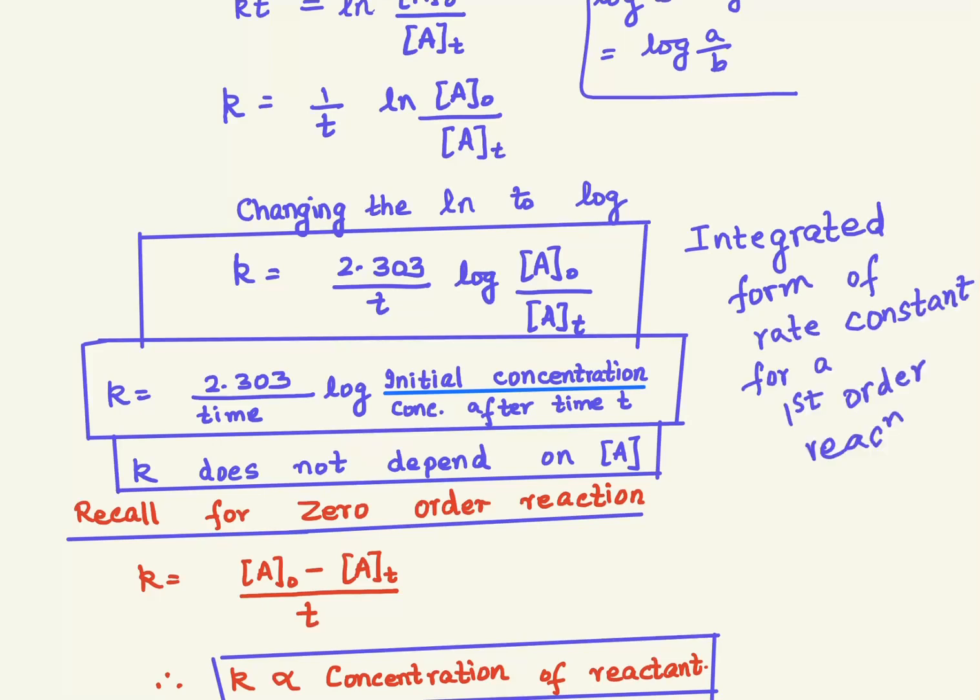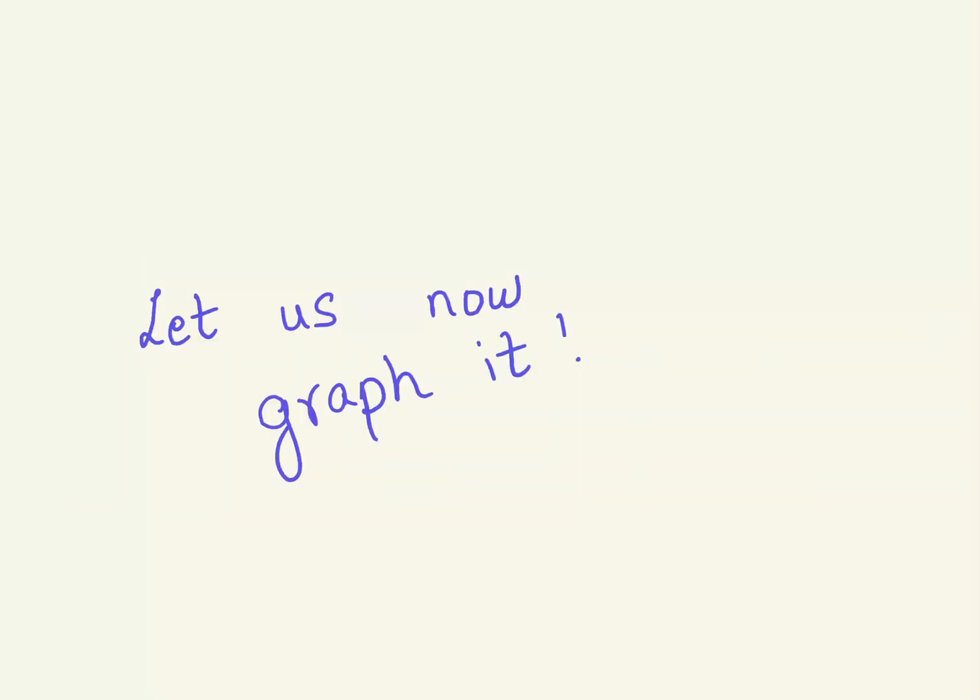There we go. So we have formulas available to us. Now, remember, last video we did the algebraic aspect of the integrated form. Till now we've already spoken about the algebraic aspect of the first order reaction. Would you like to understand the graphical aspect of it? So you need to graph it. How are you going to graph it?